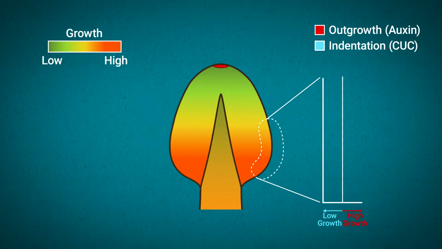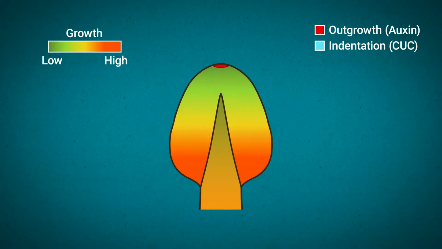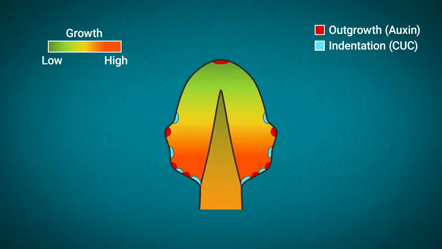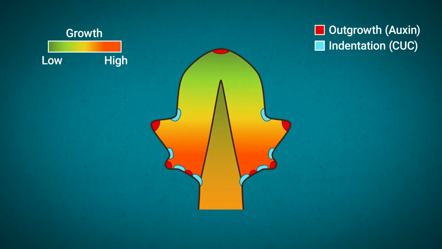Together, these approaches show that outgrowths in both species are generated by the same basic patterning mechanism. This mechanism involves the hormone auxin and the transcription factor CAC, which create alternating areas of fast and slow growth perpendicular to the main axis of the leaf.